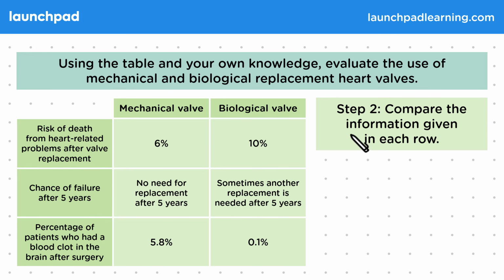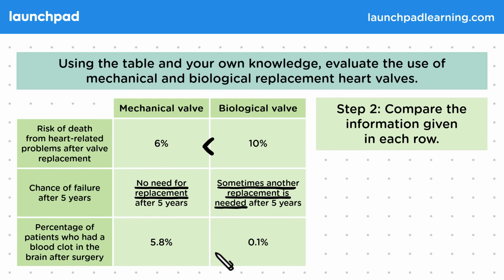Step 2. Compare the information given in each row. So we're going to start with this top row, the risk of death from heart-related problems after valve replacement. A quick comparison of the two shows straight away that there's a greater risk of death from heart-related problems with a biological valve than a mechanical valve. When it comes to the chance of failure after 5 years, there's no need for replacement with a mechanical valve. However, with a biological valve, sometimes another replacement is needed after 5 years. Therefore, with this example, it would seem that a mechanical valve is better than a biological one.